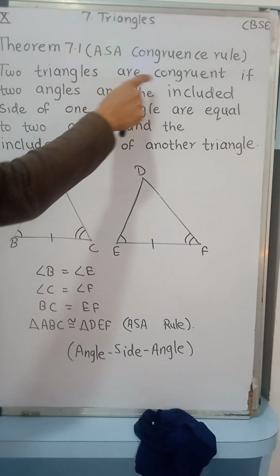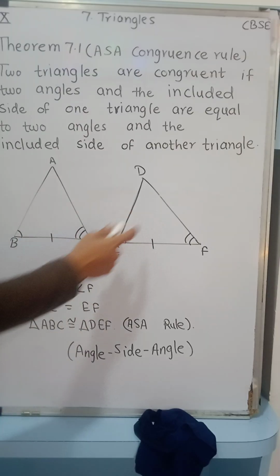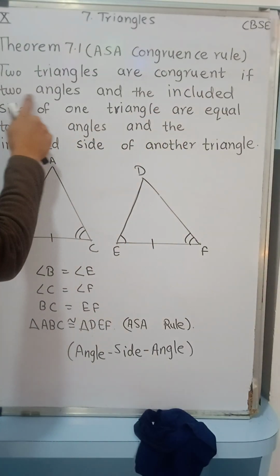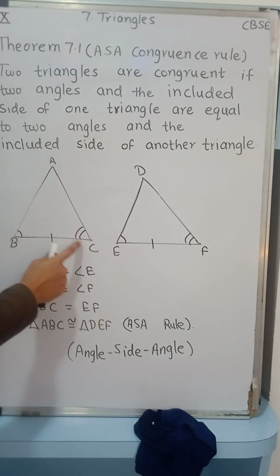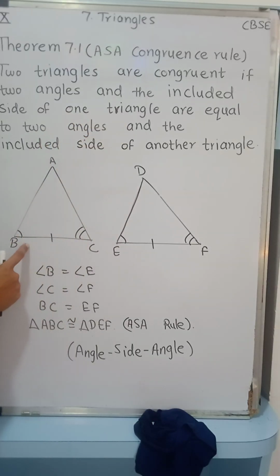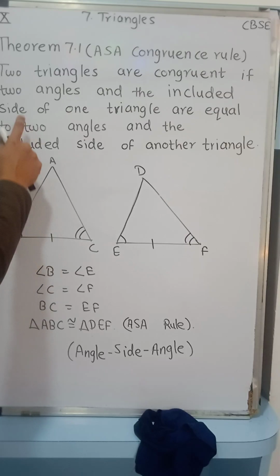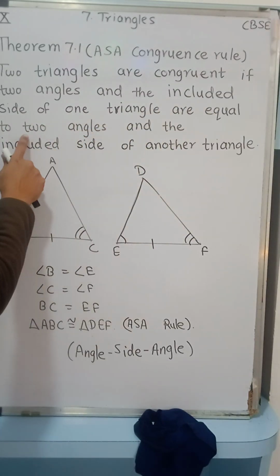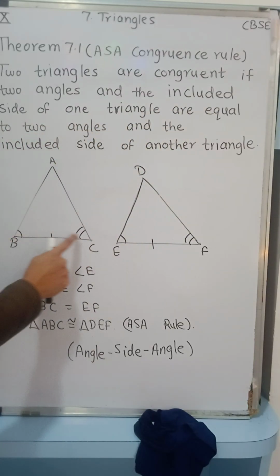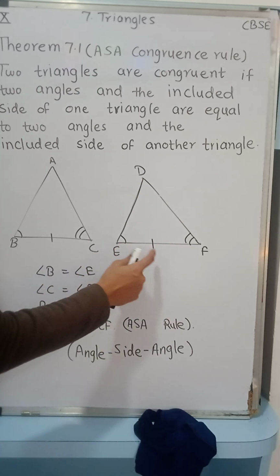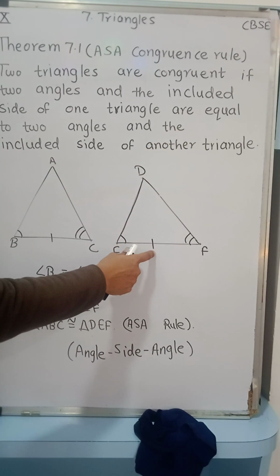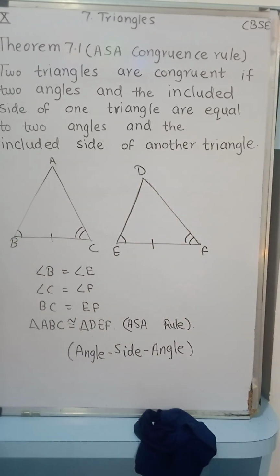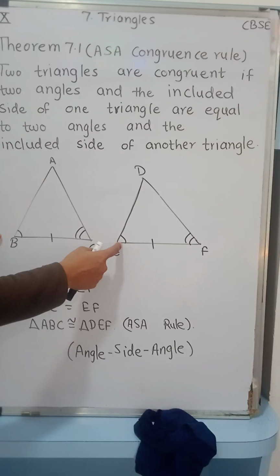Two triangles are congruent if two angles and the included side of one triangle are equal to the two angles and the included side of the other triangle. So we are comparing the two triangles here. The angle of this triangle and this triangle should be equal.